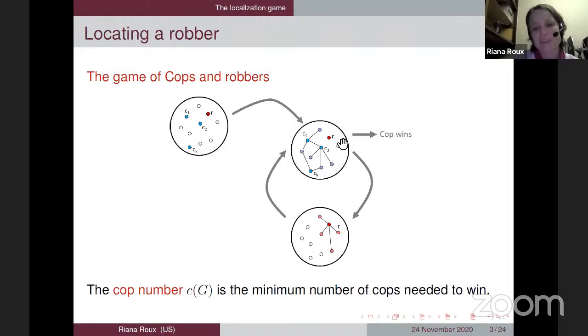So you go on and on and on in a circle. And if it happens that after a finite number of times the cop occupies the same vertex as the robber, the cop wins. Otherwise, the robber wins.